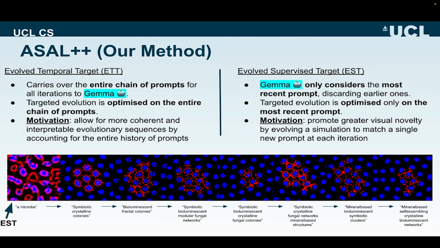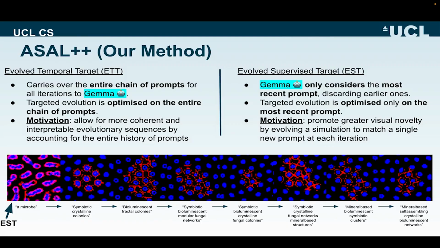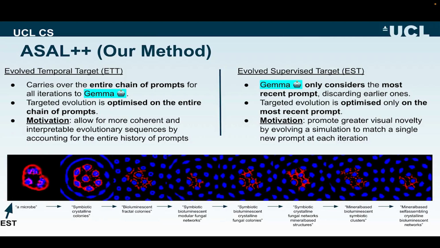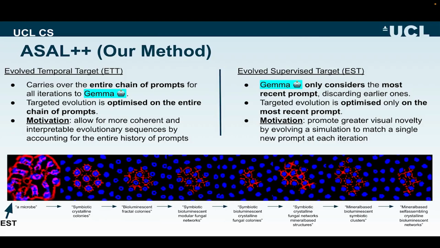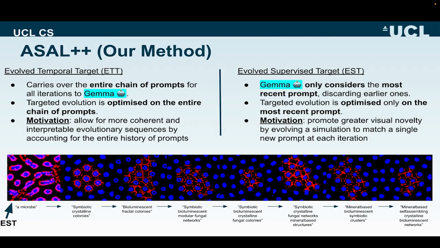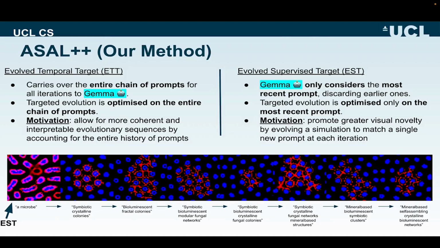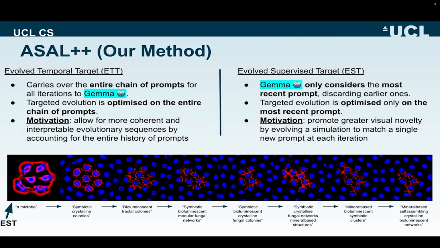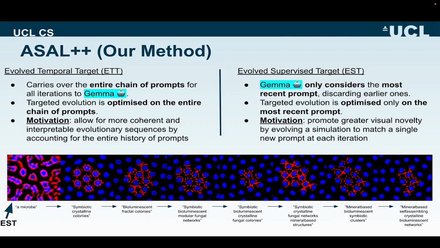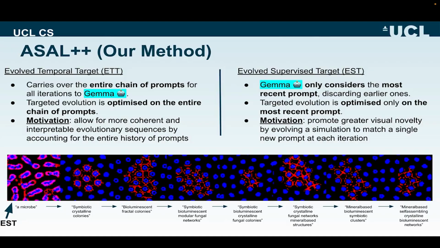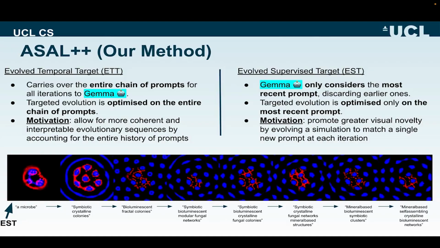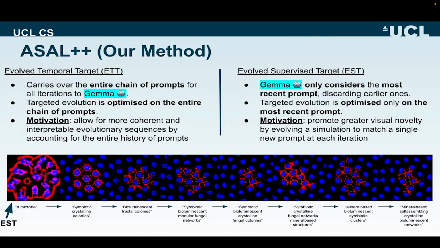Second, ETT, Evolved Temporal Targets. In this version, the evolver model considers the entire chain of past prompts, and the simulation is optimized to match the whole sequence. This encourages more coherent and interpretable evolutionary stories, where each stage logically builds on the last.